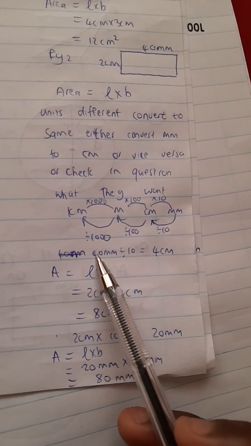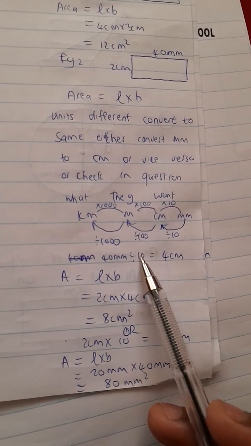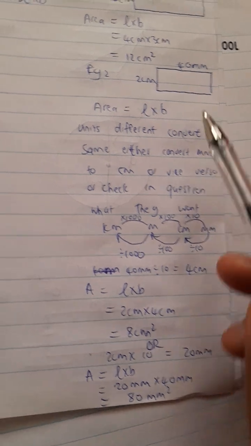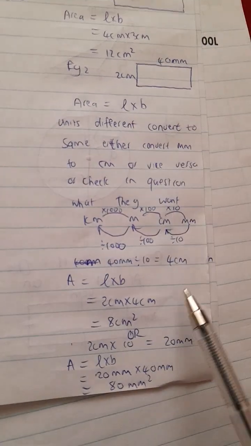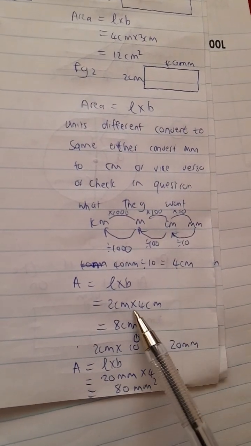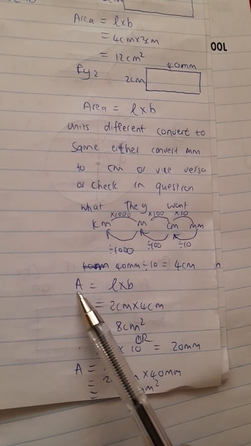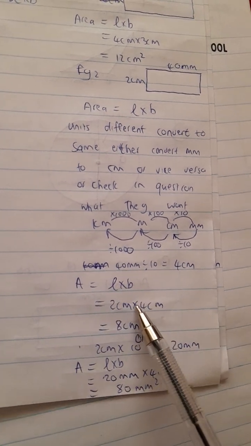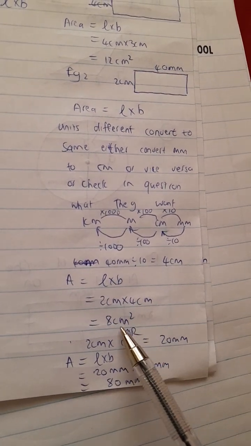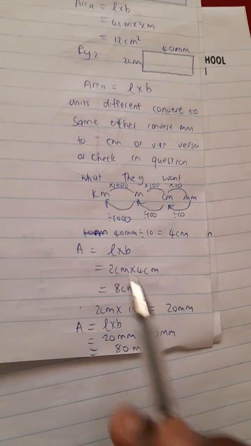So, starting with 40 millimeters, we divide it by 10, we get 4 centimeters. Now we have the breadth as 2 centimeters and the length as 4 centimeters. We substitute into the formula area is equal to length times breadth. 2 centimeters times 4 centimeters gives us 8 centimeters squared. So that is the area.